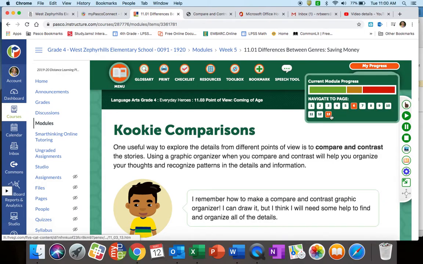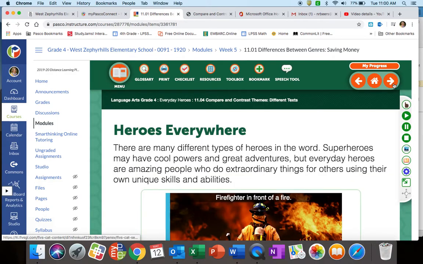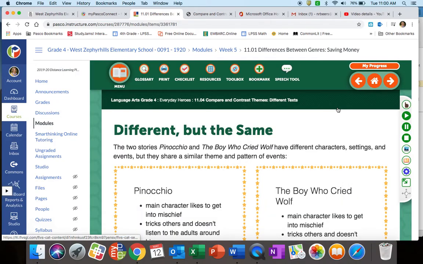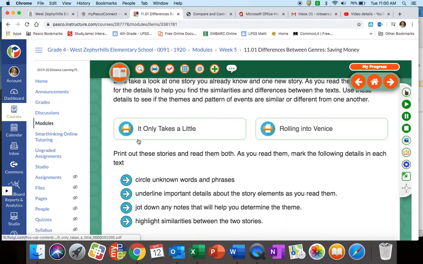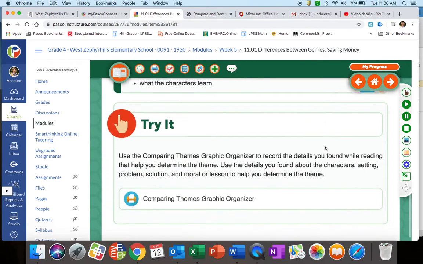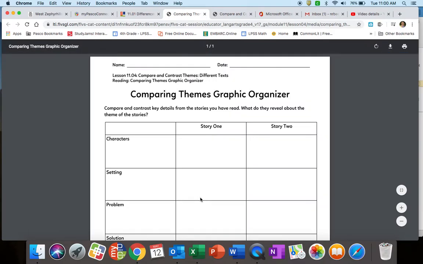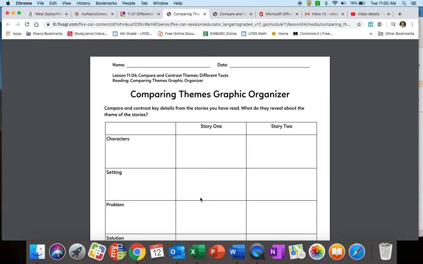So if I go to the last page of lesson 3 and then jump to lesson 4, I will get to page 4. Two stories, Pinocchio and The Boy Who Cried Wolf, and then this story, It Only Takes a Little, and this one, Rolling into Venice. These are the two that they're going to ask you to compare and contrast. And you are going to use this organizer, which is a little different than the previous one that you saw. So you'll want to copy this in a notebook or print this out.